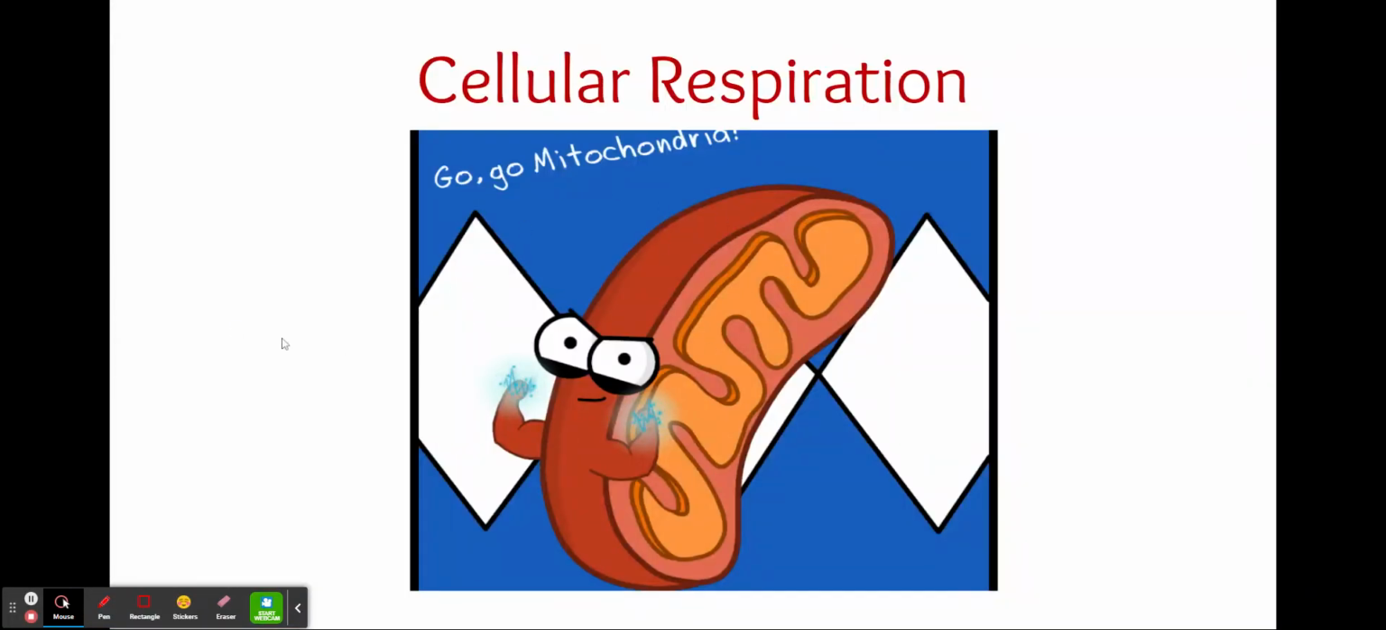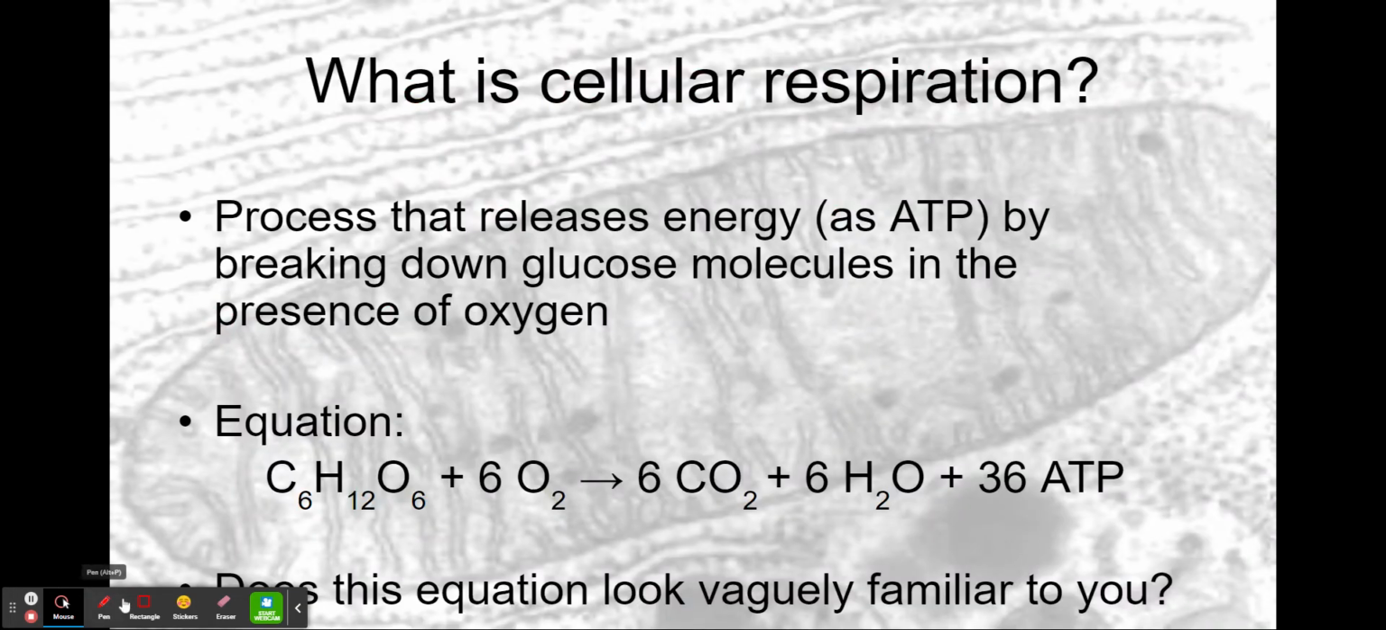Alright, so cellular respiration. What is cellular respiration? It is a process that releases energy as ATP by breaking down glucose molecules in the presence of oxygen, or you could do anaerobic, which doesn't have oxygen.